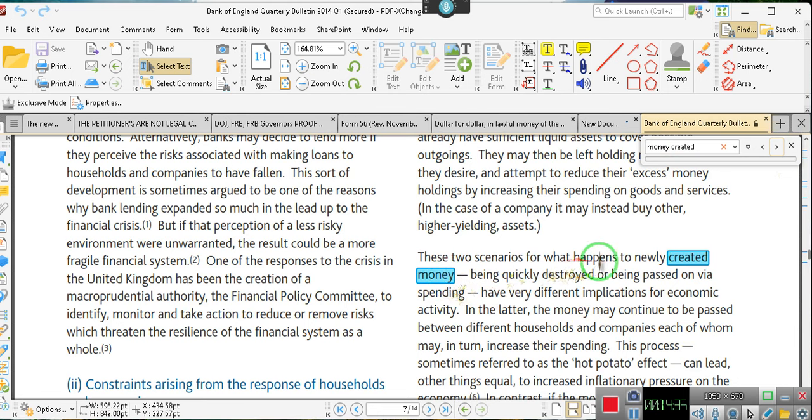In these two scenarios, what happens to newly created money being quickly destroyed and being passed on via spending have very different implications for economic activity.